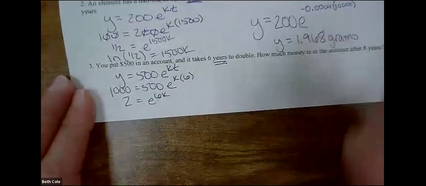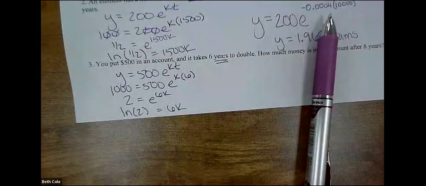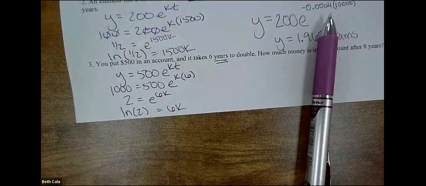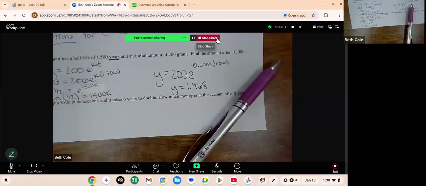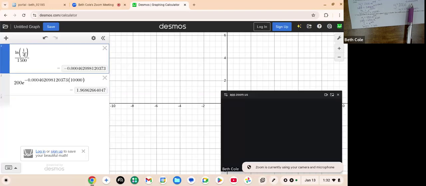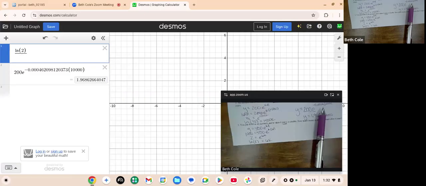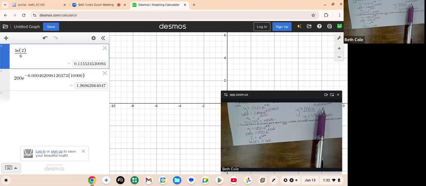And then I won't forget to ln this time. So ln2 equals 6k. Now we're all going to go to the calculator. So we're going to type ln2. I'm going to actually just fix what I've got here. ln2 over 6. Is it a positive decimal? Yes, because your amount of money is increasing. Do you guys understand how interest rates work? You can put money in an account and then accrue interest.